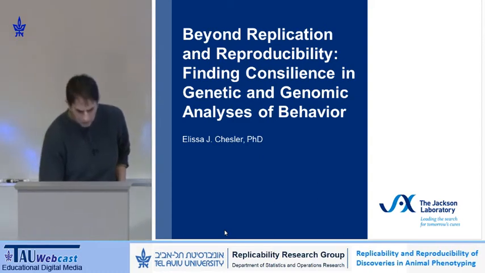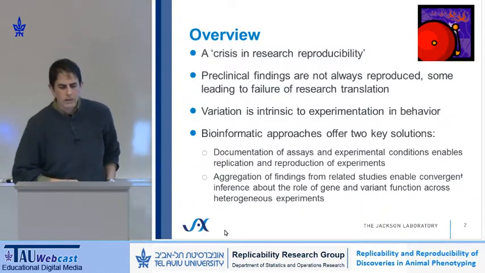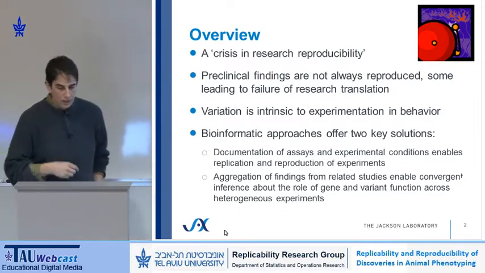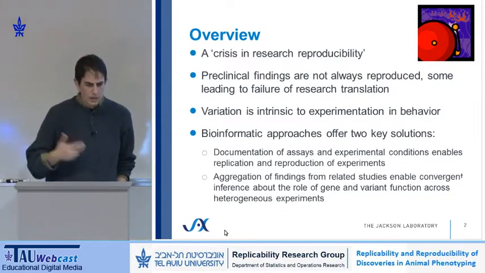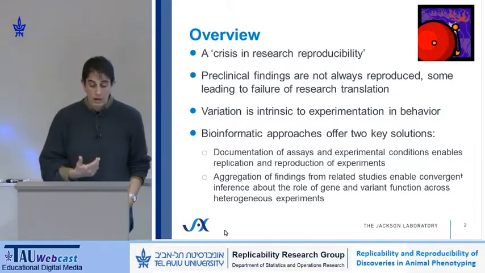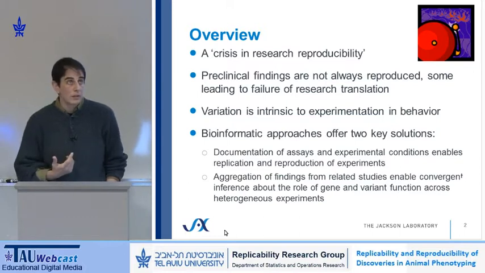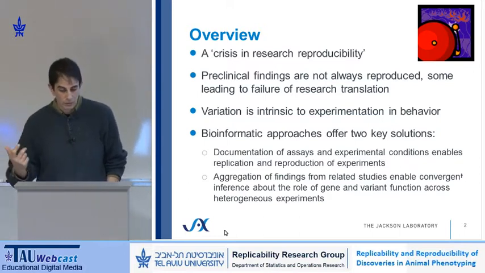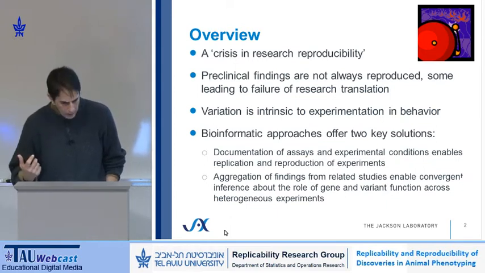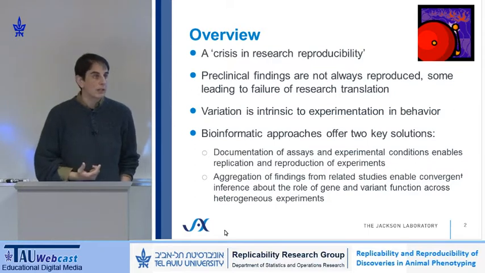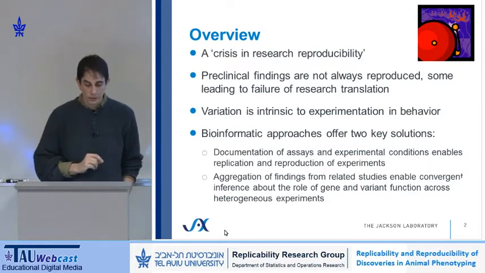And so I was coming at this from a perspective of this crisis in reproducibility, which seems to occur every 10 to 15 years. As many people have highlighted earlier, the preclinical findings are not always reproduced. Many of these are leading to failures of research translation, and we did the first experiment, so we get blamed for it. But we've also seen that variation is intrinsic to experimentation and behavior, completely unavoidable.